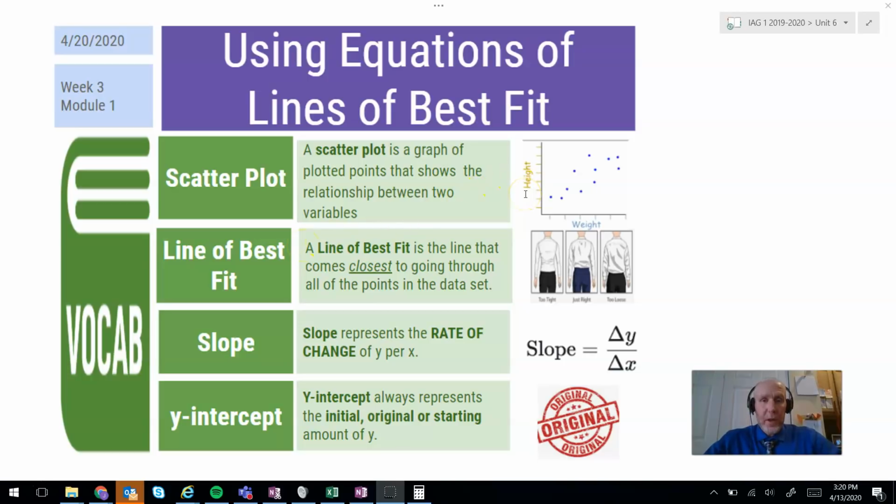You're getting comfortable dealing with scatterplots now, hopefully, and you're feeling better about drawing lines of best fit and finding their equation. Today we're going to talk about why we need to find the equation of a line of best fit. What's it going to do for us? There are several different things that it can help us do.